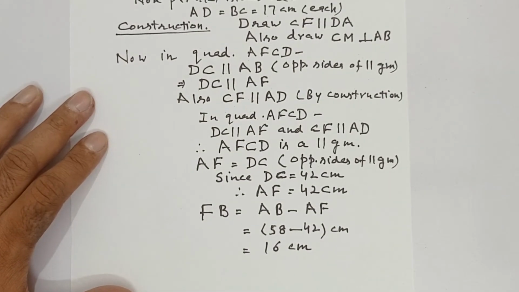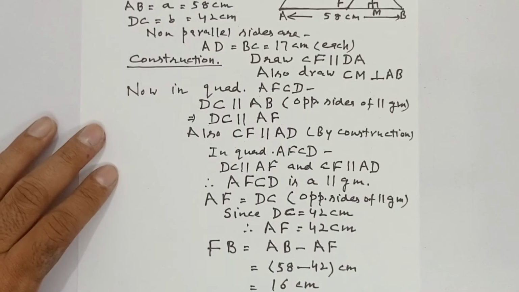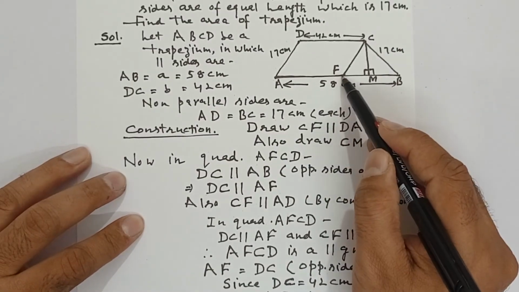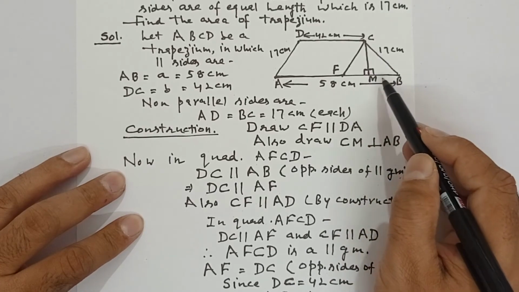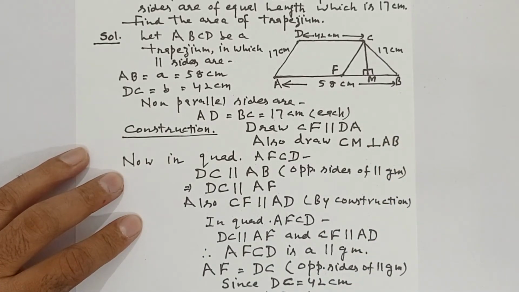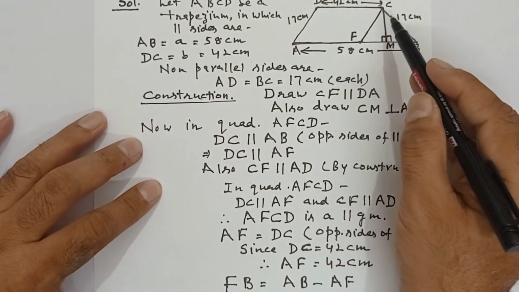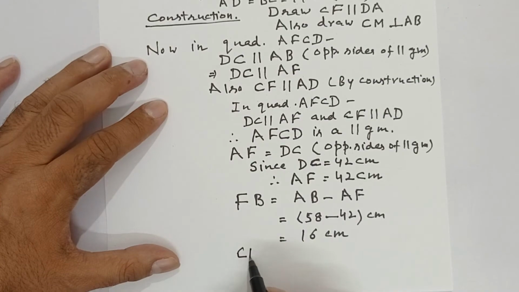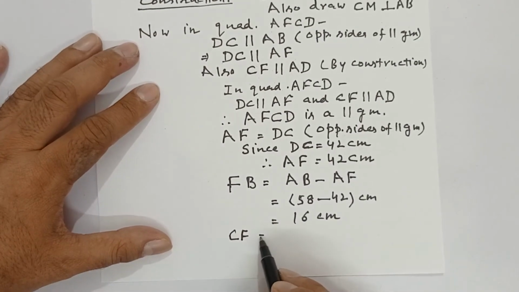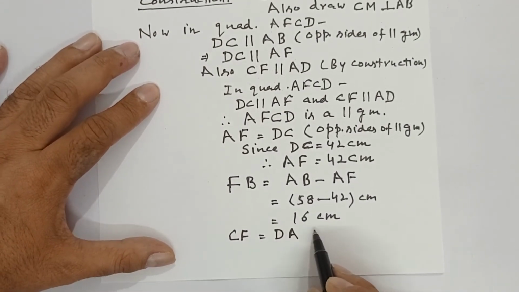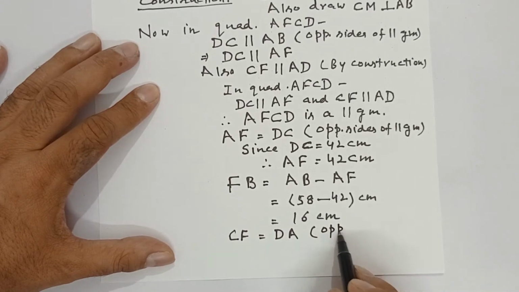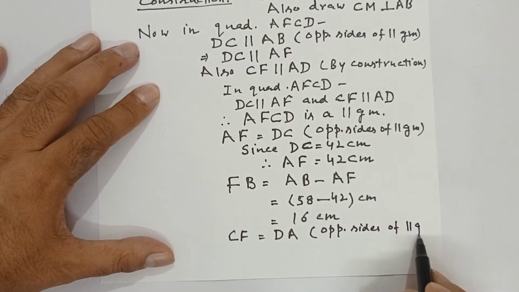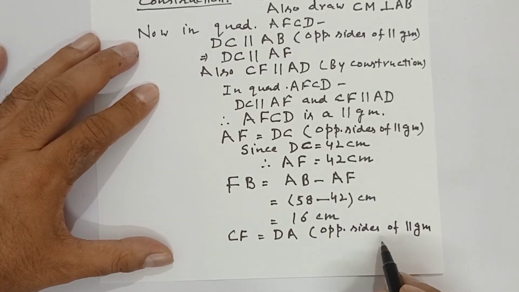Now we need to proceed further. The names of these triangles are CMF and CMB. We need to prove these are congruent. One more thing: CF and DA will also become equal. CF and DA, both these are opposite sides of a parallelogram. And what is the name of the parallelogram?